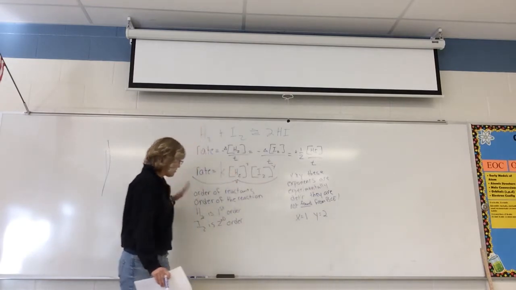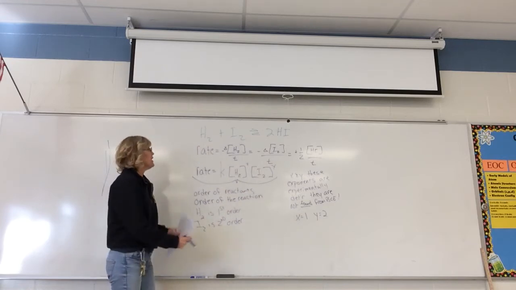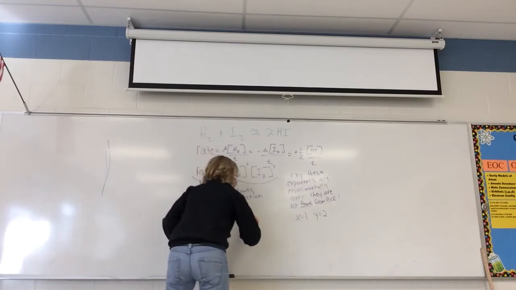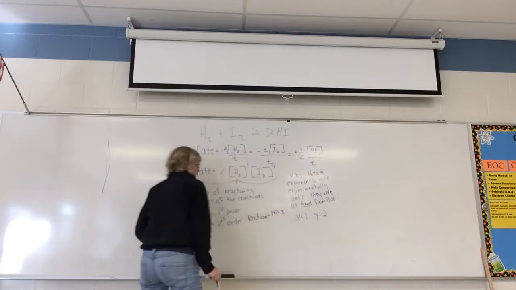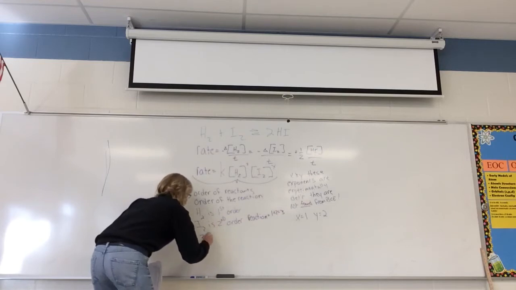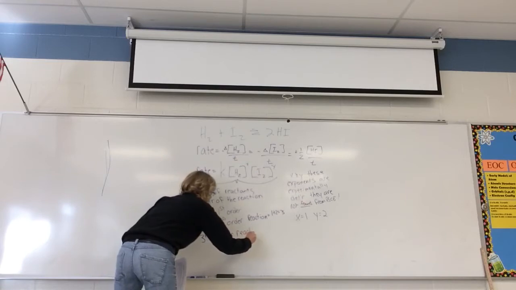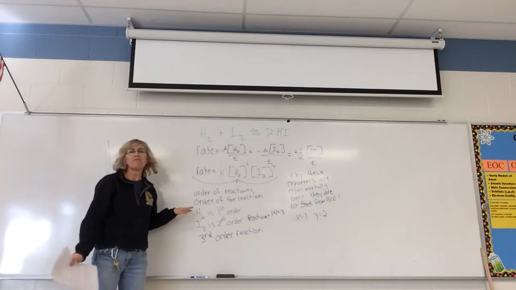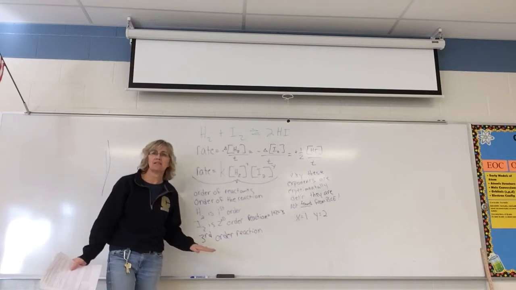All right? And this is how you say it. Whatever that number is, it's the order. Now, to say the reaction as a whole, you add up those exponents. So 1 plus 2 equals 3. So this is a third order reaction. So, order of the reactants, put it together, what is the order of the entire reaction?